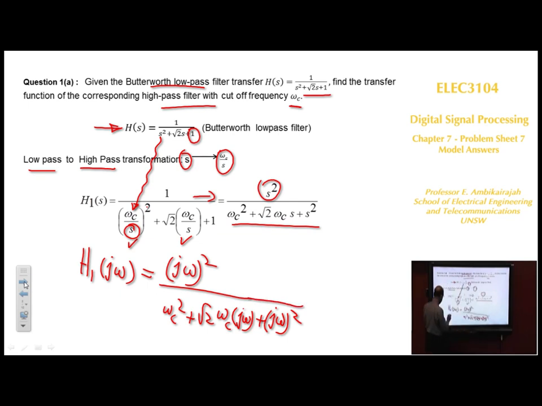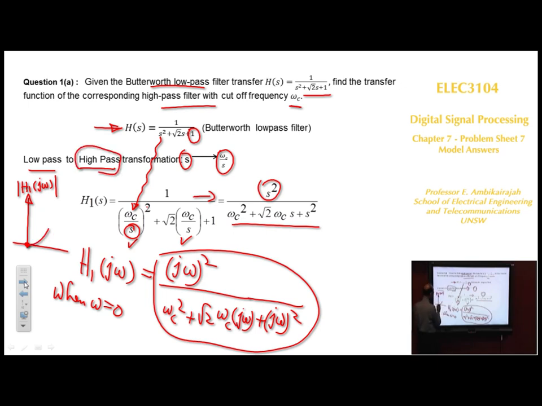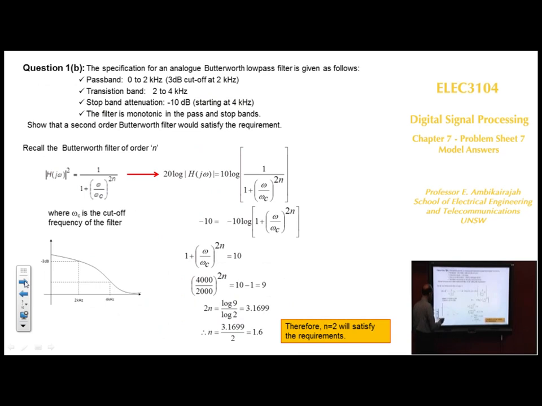So naturally, when omega equals 0, that's your DC component, this whole thing will be 0. That means when you plot your graph of the magnitude spectrum H1 j omega, it will start from here. A high pass filter will do this. So basically, the DC value is 0, so it's a high pass filter. You can always check whether the results that you have got are correct or not. Right, we move on to the next question.